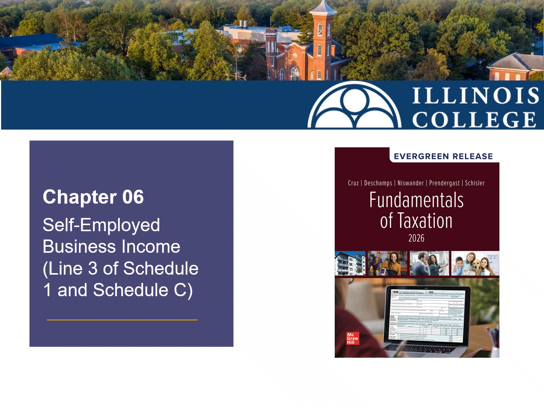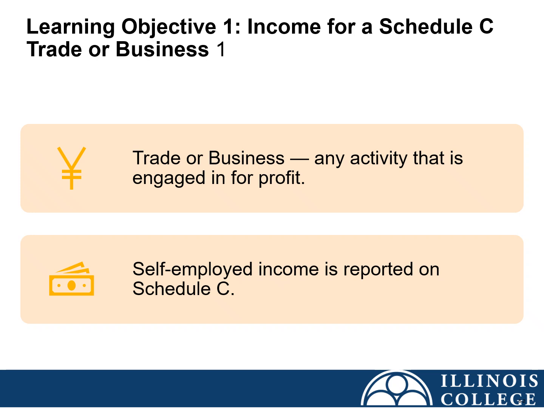In this video, we're going to start chapter 6 by talking about income for a Schedule C trader business. This is an important shift in the course because up to this point, we've mostly focused on individual income and deductions. Now we're starting to look at self-employment income, which introduces a whole new layer of complexity. So let's start with the basic question. What actually counts as a trader business?